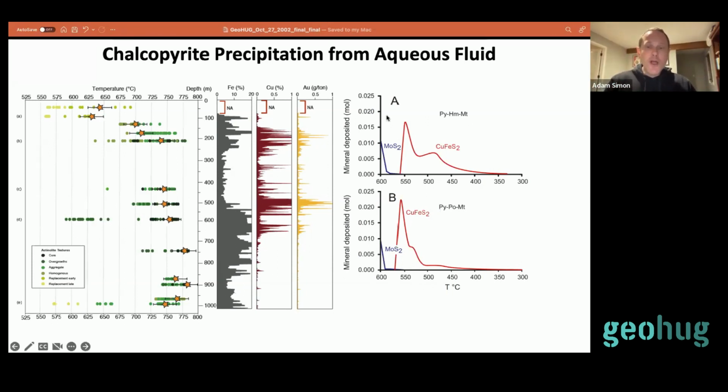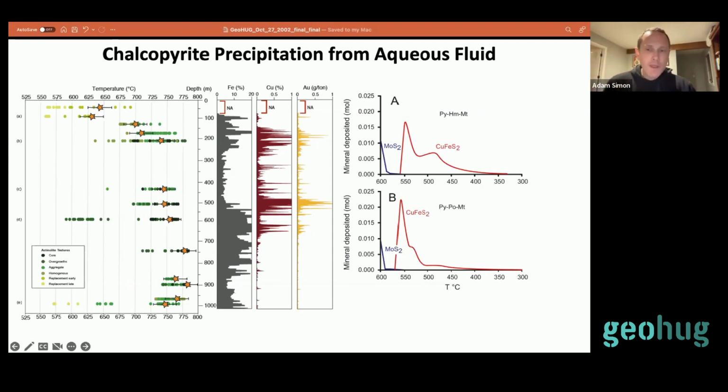And if we look at the two plots on the right from Anthony Williams-Jones' group at McGill University, what you're looking at here in A and B is the amount of molybdenite and chalcopyrite that precipitate from an aqueous fluid as it cools from high temperature on the left to low temperature on the right. And what you can see is, depending on the fO2, fS2 buffer, pyrite, hematite, magnetite, or pyrite, pyrrhotite, magnetite, you can see that chalcopyrite is perfectly stable, dissolved in a fluid as copper chloride until that fluid cools to temperatures below 600 degrees.